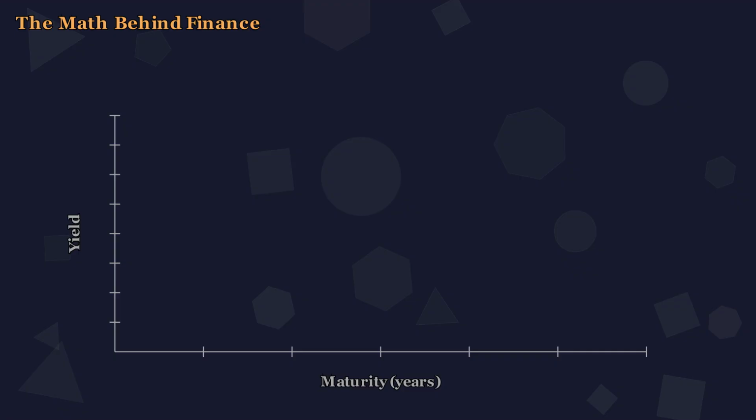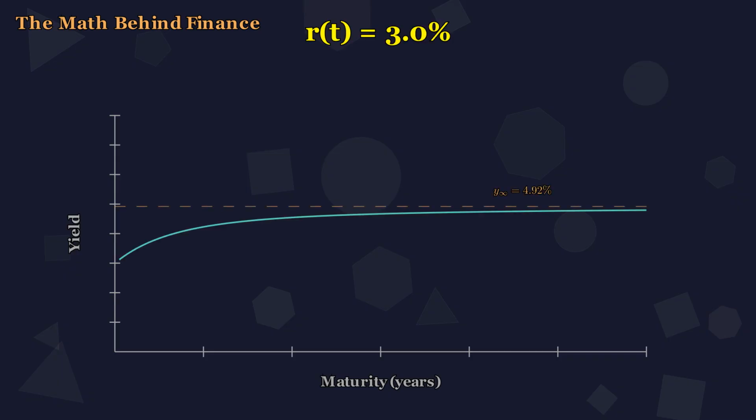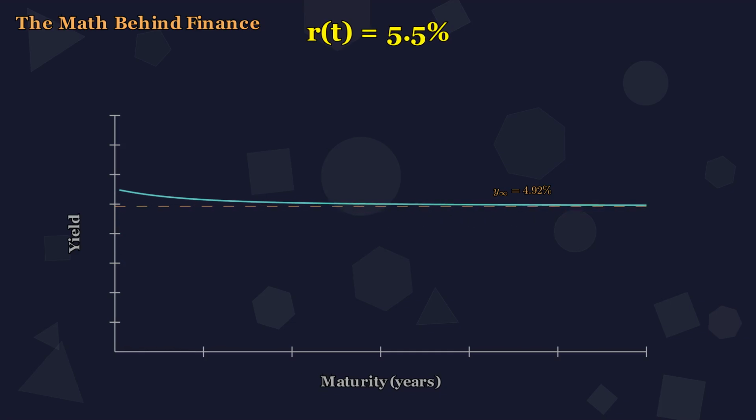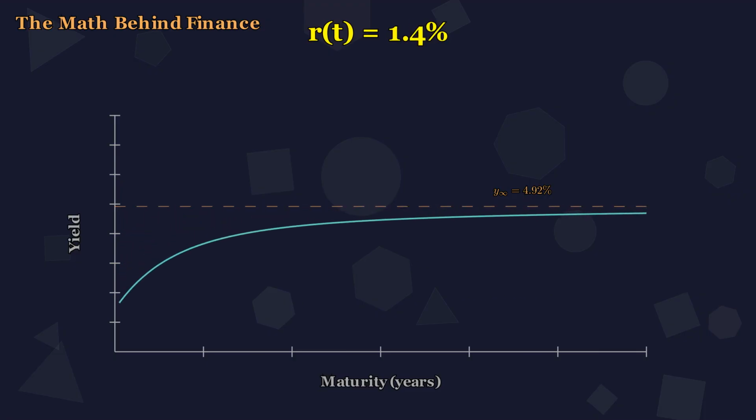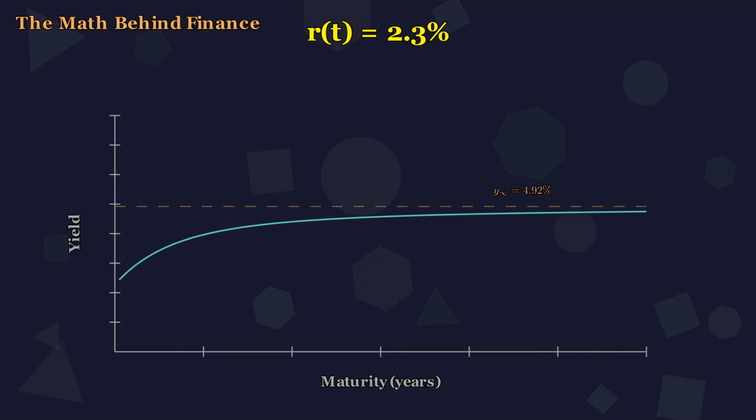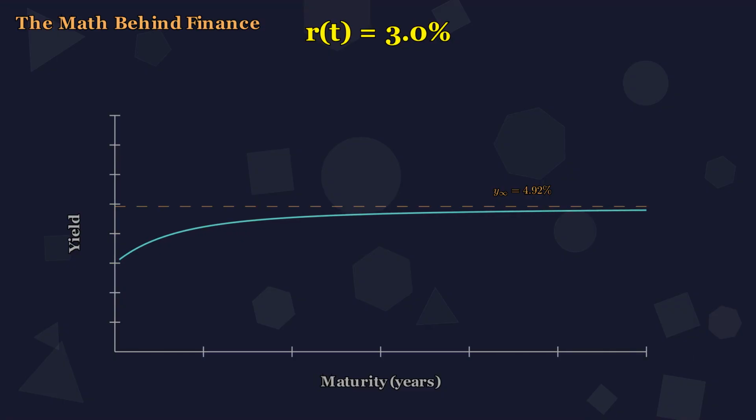Watch what happens when I move a single slider, the short rate R of T. Here is the Vasicek yield curve starting at 3%. As I raise R to 6%, the entire curve shifts upward. Short maturities move the most. As I bring R down to 1%, the curve drops, but the long end barely moves. The long-run yield at 4.92% acts as an anchor. It does not depend on the current rate at all. One number, the short rate, controls every single yield on the entire curve. This is why central bankers obsess over a single policy rate.